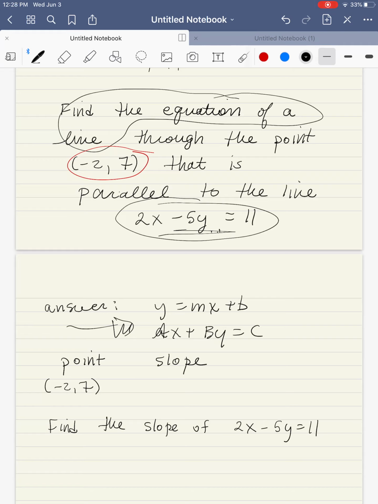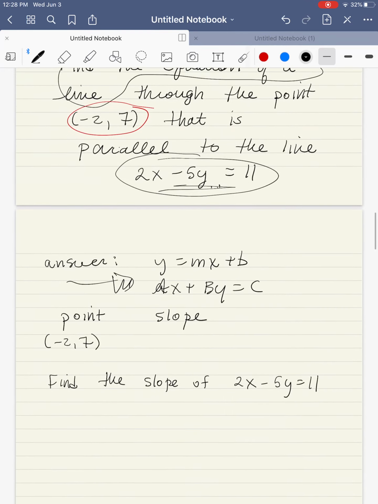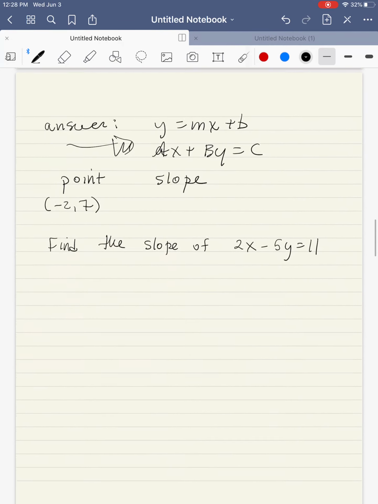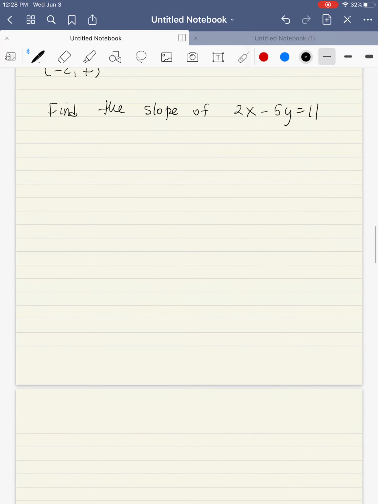So I need to find the slope of the line 2x minus 5y equals 11. And to do that, I need to get it into y equals mx plus b form. So I'm going to have you do that. Isolate y, get it into y equals mx plus b form, and identify the slope of this line. Pause the video, do that work, and then check back.